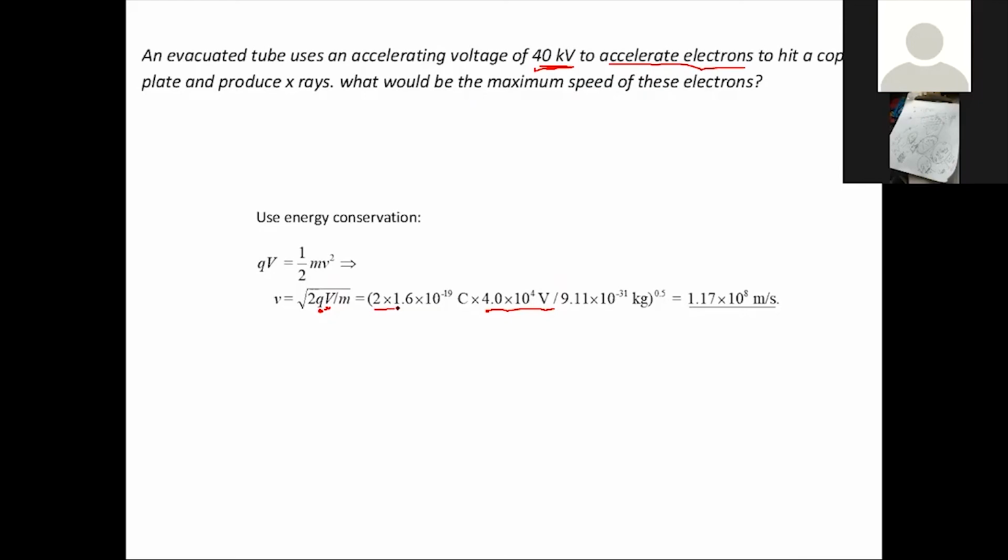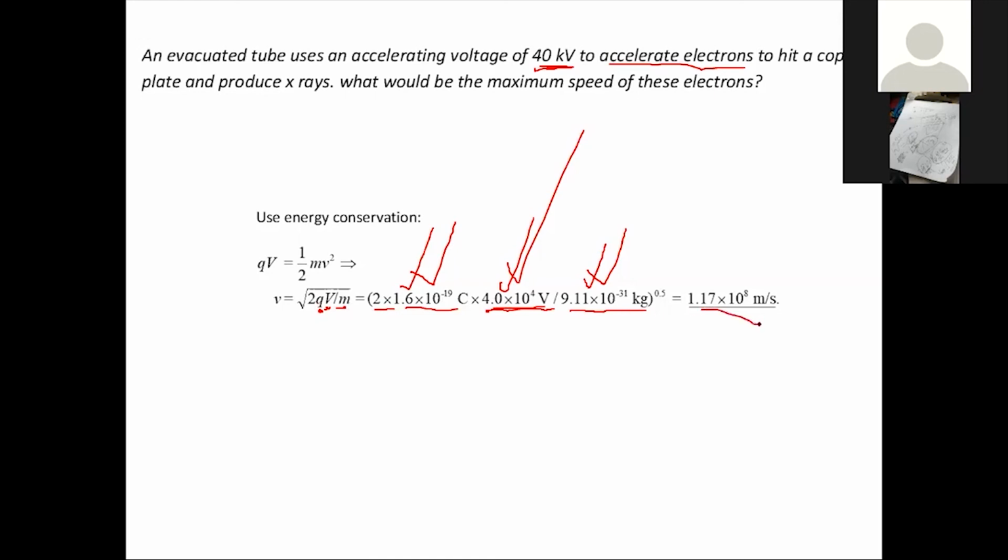So 2 times Q times V, divided by m. What is this m? m is the mass of the electron, because the electron is moving, which is 9.11 times 10 to the negative 31. Everything is given to you: the 1.6 times 10 to the negative 19 and the 9.11 times 10 to the negative 31 are constants that will be supplied, and V is given in the question itself. Then you simply plug this in and do the calculation.